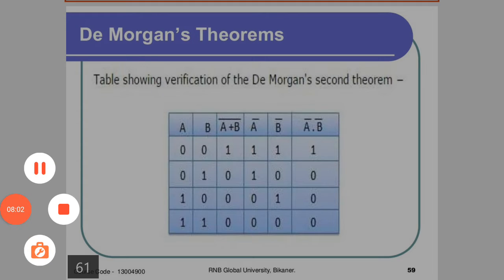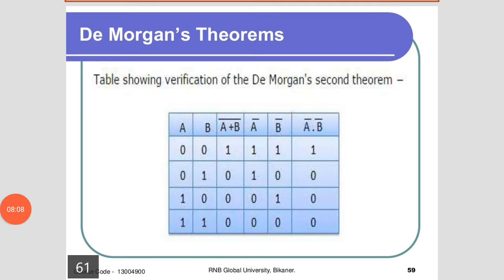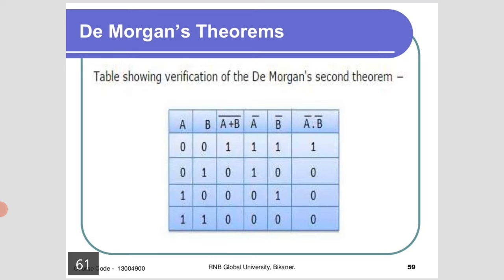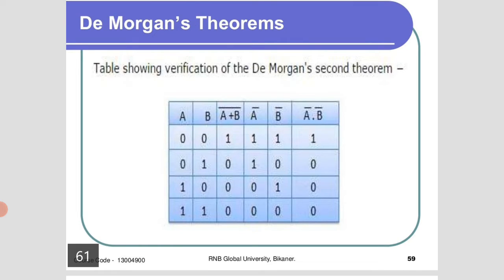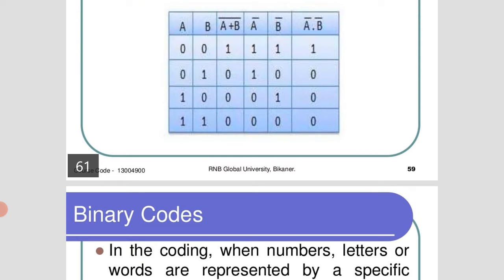The table shows the verification of De Morgan's second theorem. For A, B inputs 0 0, (A plus B) whole bar is 1. For inputs 0 1, (A plus B) whole bar is 0. For inputs 1 0, (A plus B) whole bar is 0. For inputs 1 1, (A plus B) whole bar is 0. Whereas A bar and B bar are 1 1, 1 0, 0 1, 0 0. So A bar into B bar output is 1 0 0 0. This is the truth table of De Morgan's second theorem.